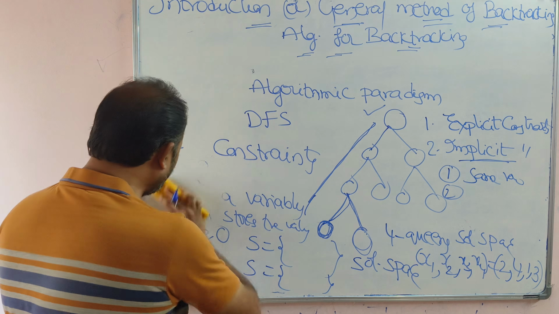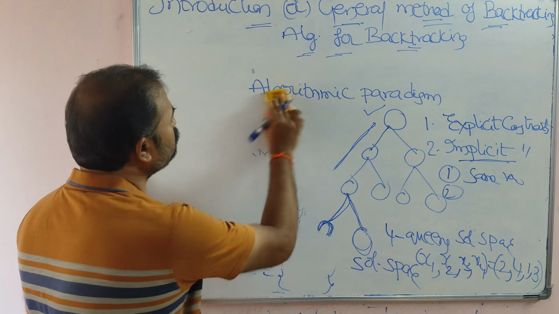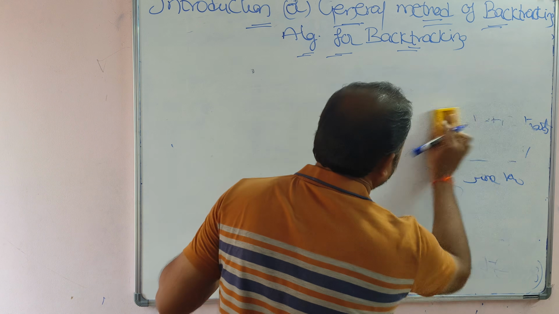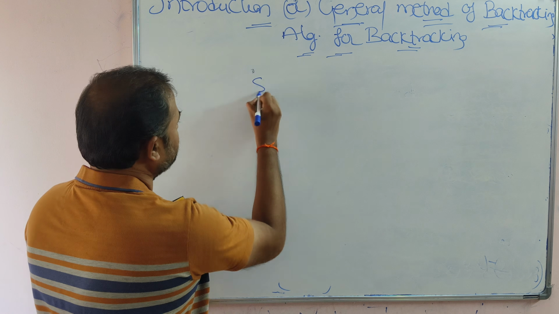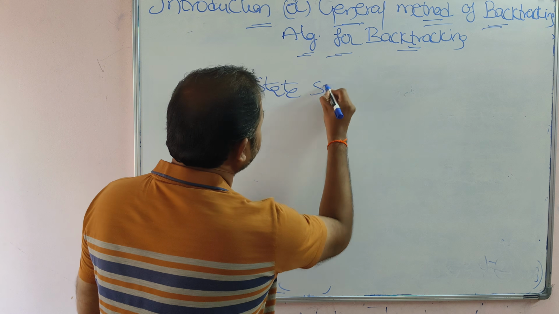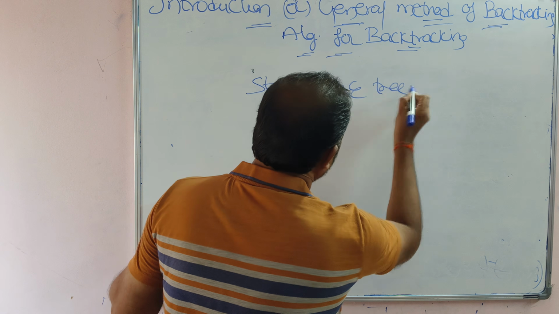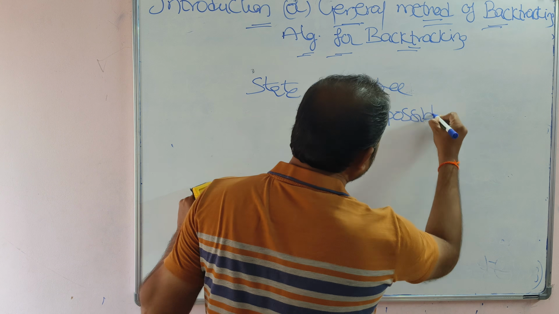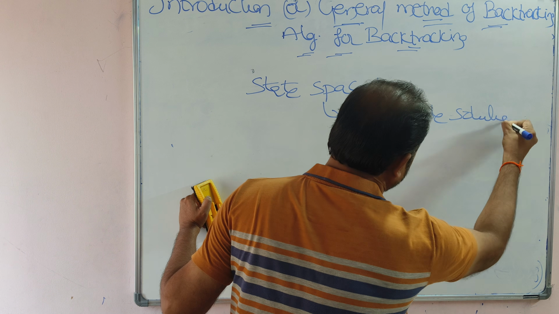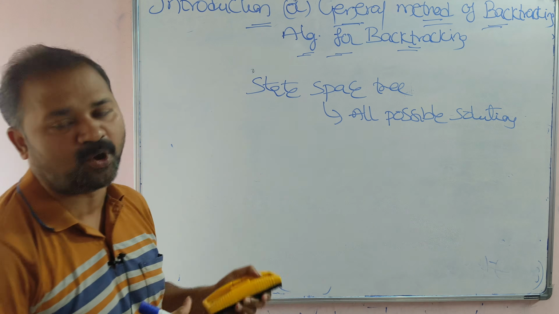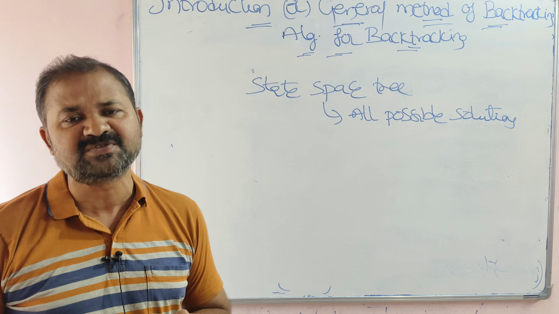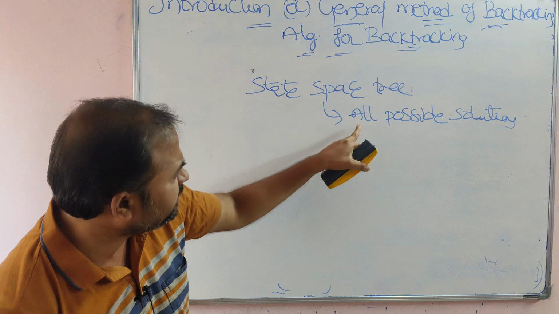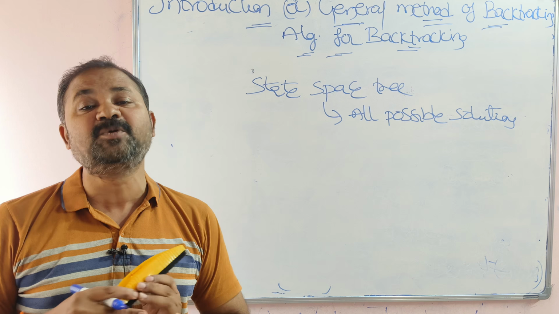In order to find the solution in backtracking, we need to construct a state space tree. In backtracking, the state space tree will give all possible solutions. Whereas in branch and bound, the state space tree gives only the optimal solution. But here the state space tree will generate all possible solutions.